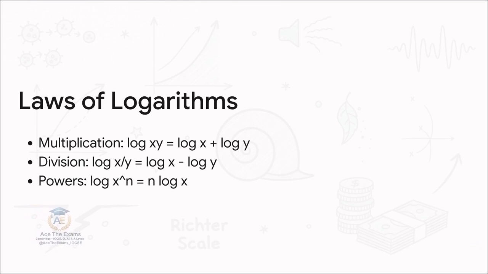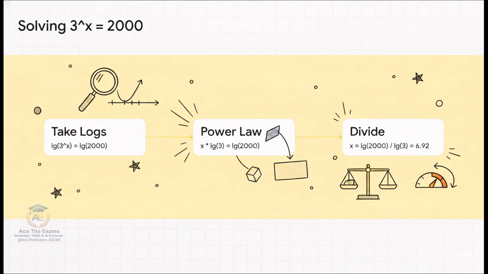And number 3, this is the absolute game changer for our billion ancestor paradox, the power law. The log of x to the power of n equals n times the log of x. The incredible thing to remember here is that these aren't just random rules to memorize. They are the exact same rules as the laws of indices, just written in a different language. Let's see this strategy in action, transforming a seemingly stuck equation into full marks.